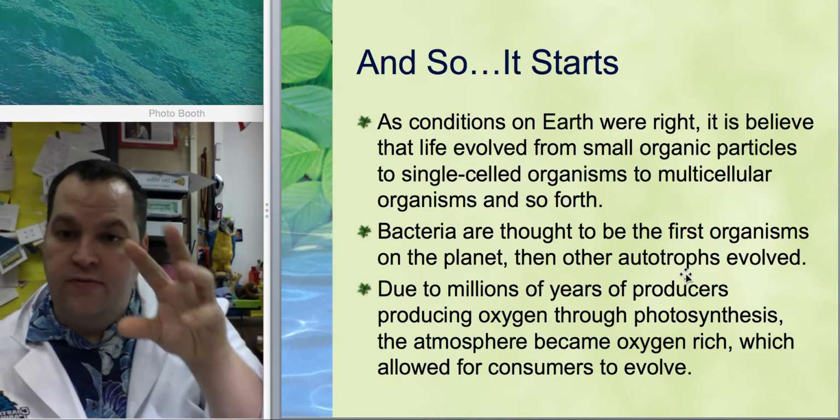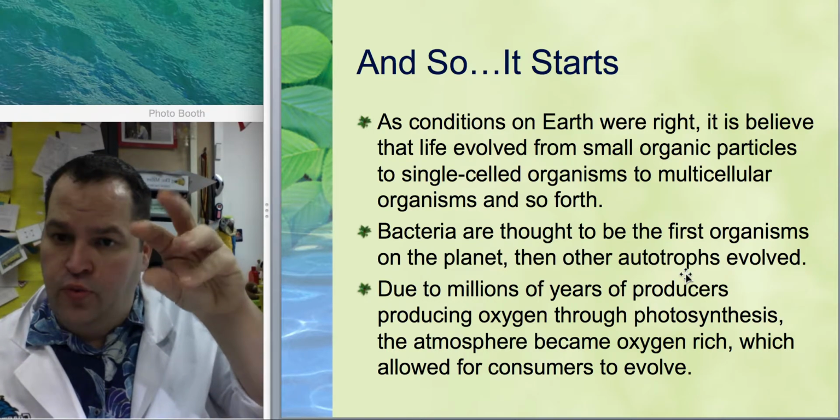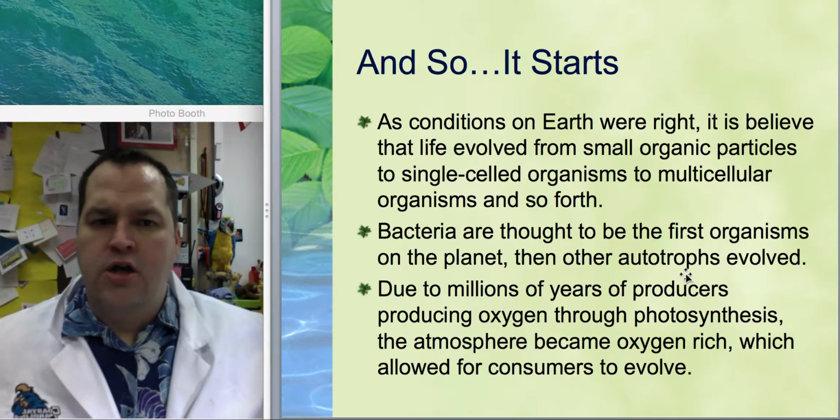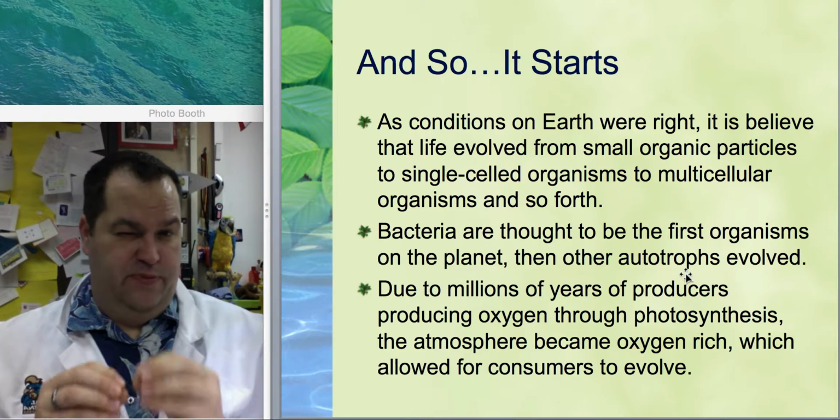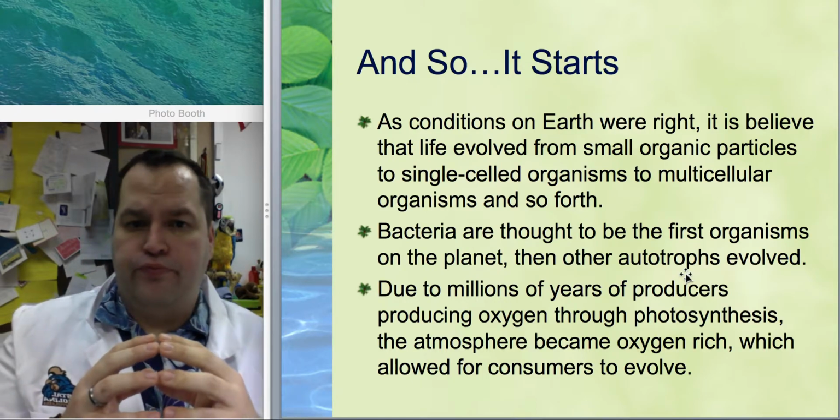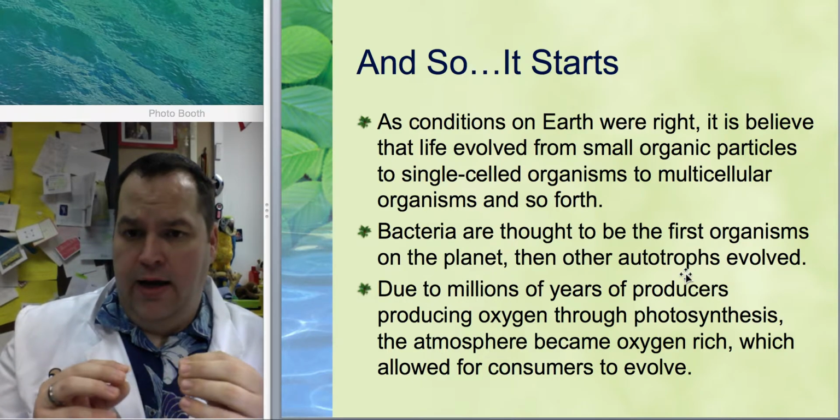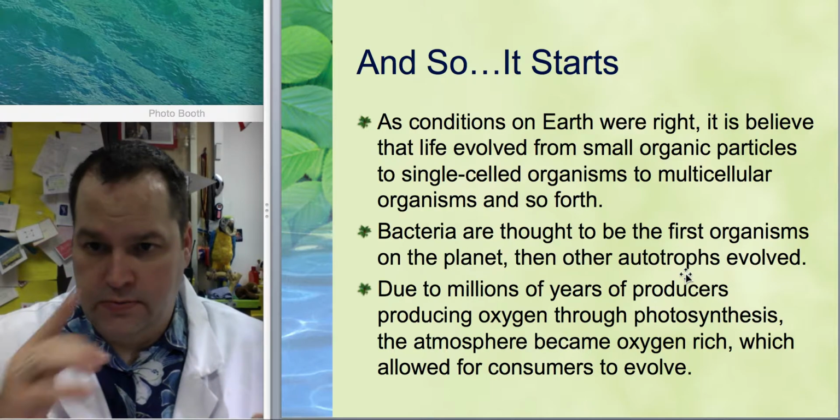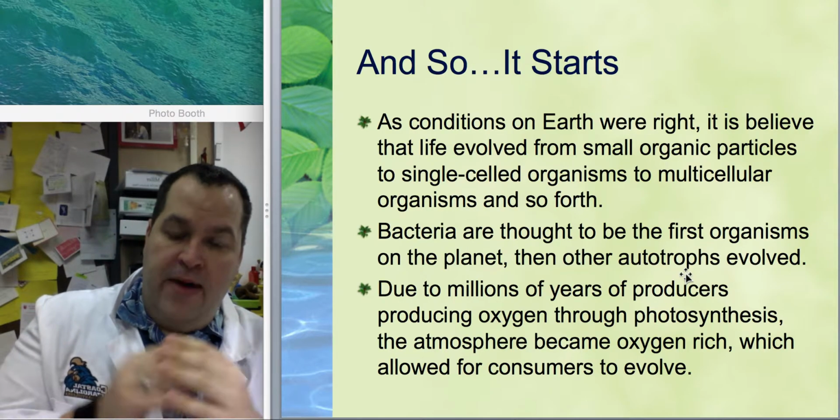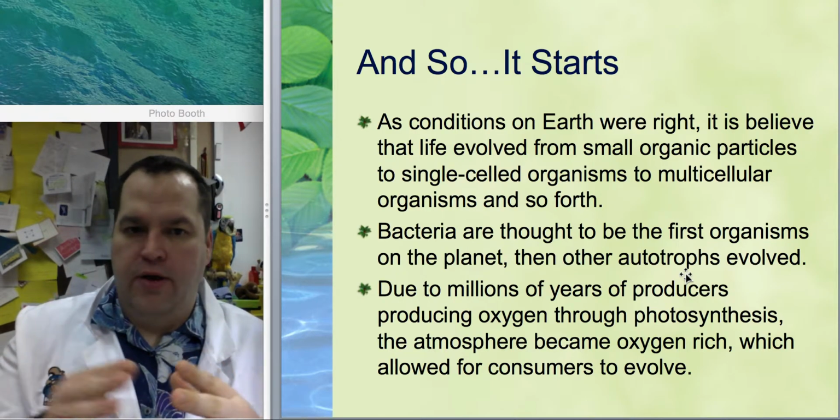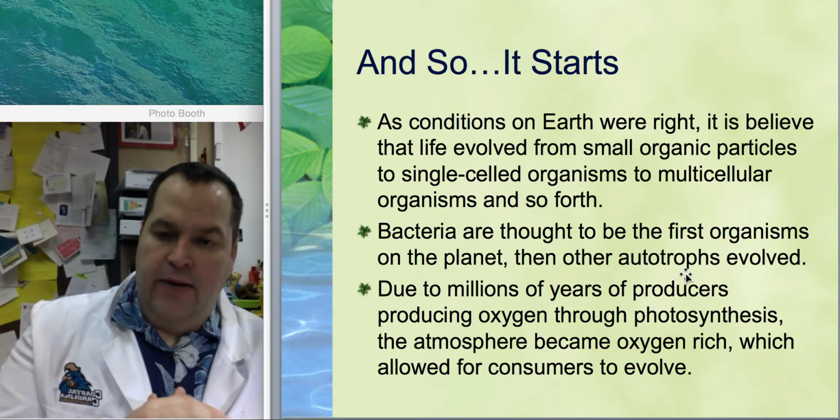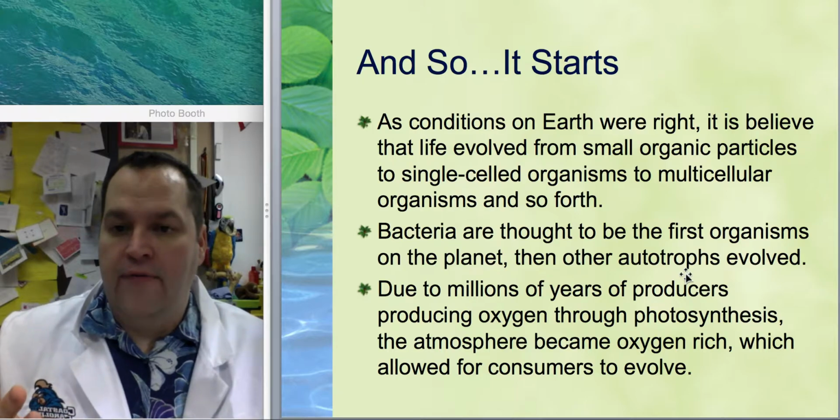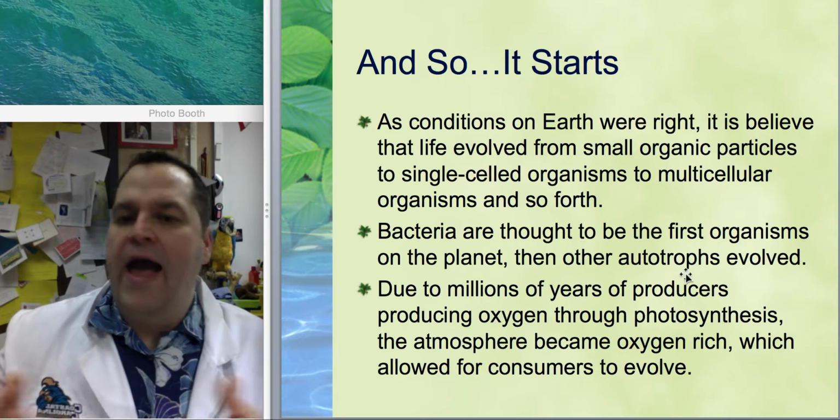And so it's believed that those were able to work together symbiotically to form very rudimentary, very simple single-celled organisms that would be prokaryotes. All right. Now, bacteria, obviously, we're talking about prokaryotes, are thought to be the first organisms to evolve on the planet. And of course, if they're alive, they're going to need energy. So they had to be autotrophic.